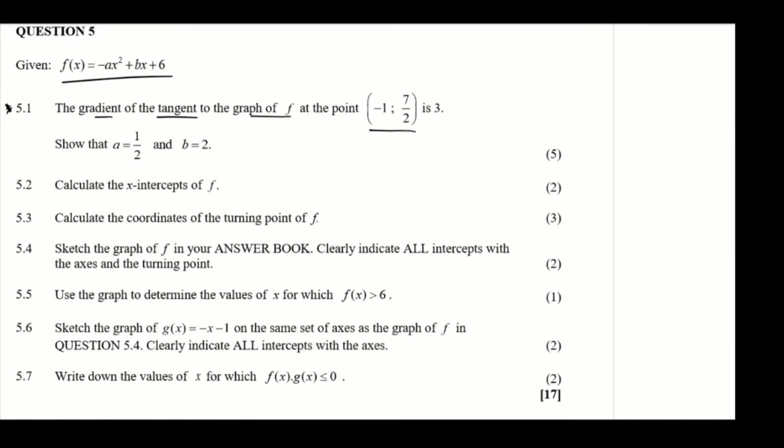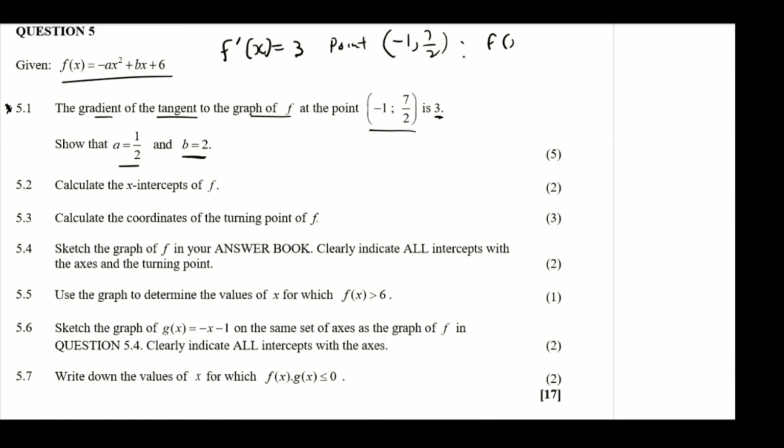The gradient of the tangent at this point is actually 3, so we are asked to find the values of a and b. If you are given the gradient, you know the gradient is f prime x, so it equals 3. We are also given a point, which is (-1, 7/2). So the first thing you can do here is differentiate the given equation.